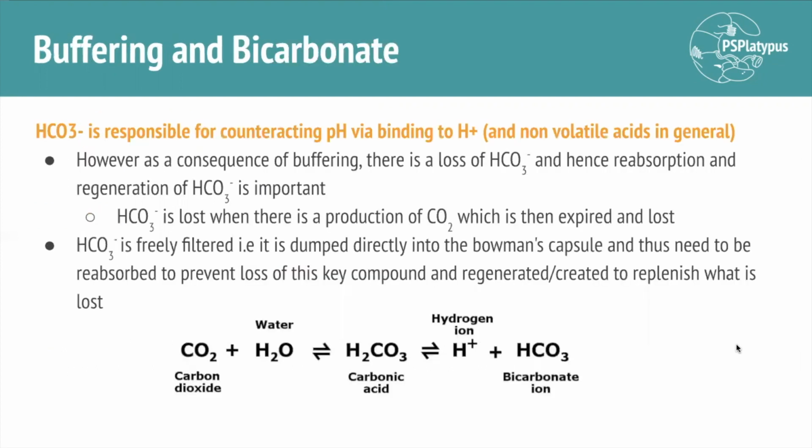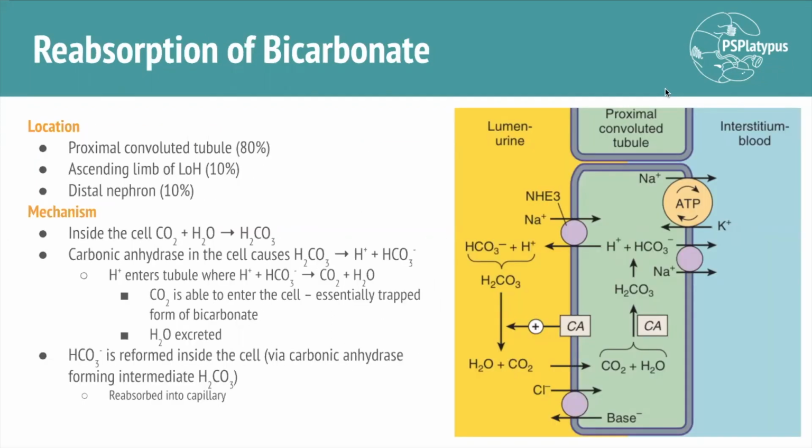Bicarbonate is responsible for counteracting the pH changes caused by the production of acid via neutralization. However, as a consequence of buffering, there is also a loss of bicarbonate, which, if it cannot be regained via reabsorption, must be regenerated or created to replenish what is lost. So first of all, how is bicarbonate resorbed?